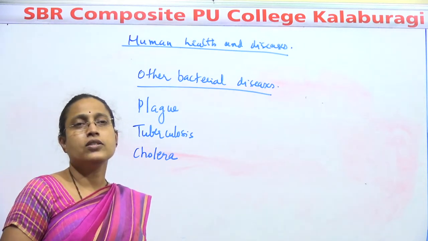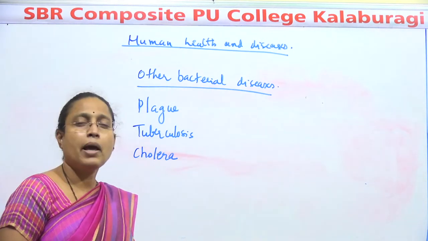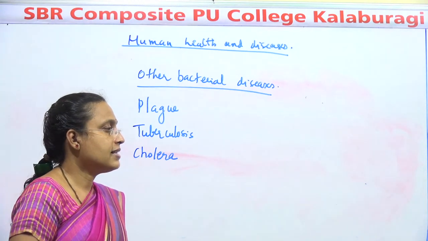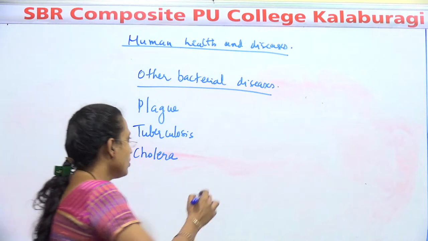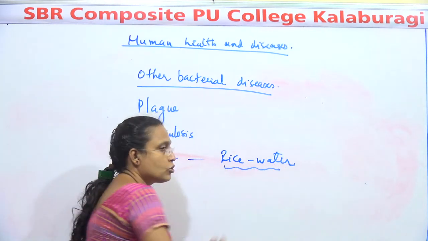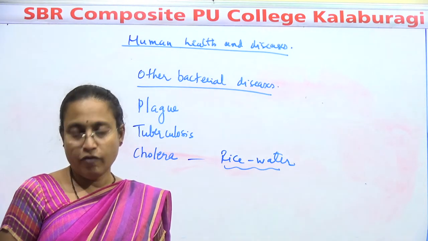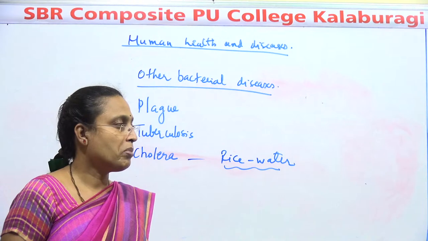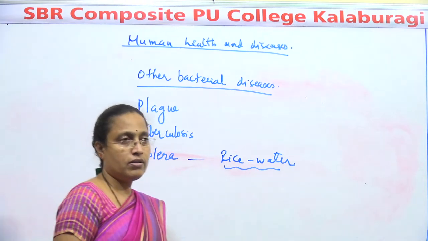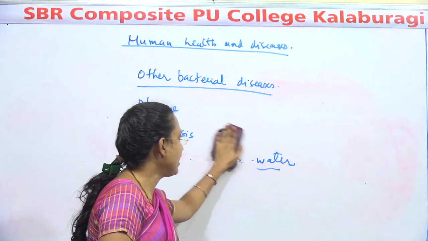Cholera is caused by Vibrio cholerae. This bacteria will be present in contaminated food and contaminated water. The main sign of this disease is diarrhea, and the stools are similar to rice water. That means highly fluid stools are present in cholera. The person will be in diarrheal conditions continuously. You can say in common way, loose motions, in the form of rice water, whitish fluid.